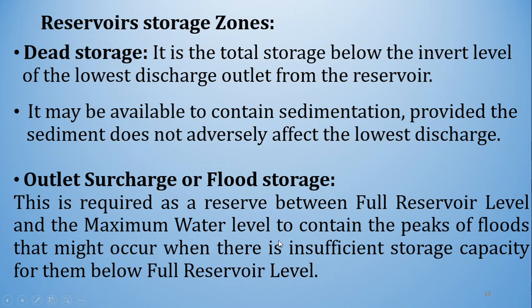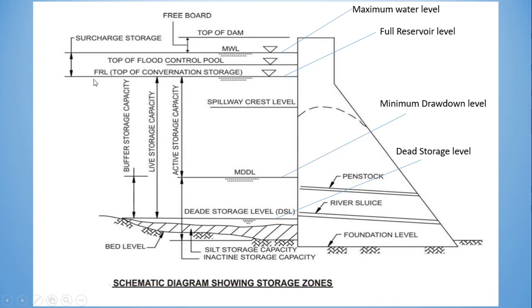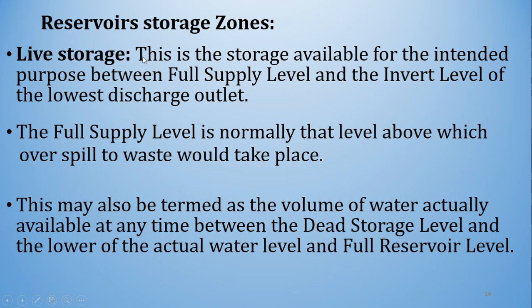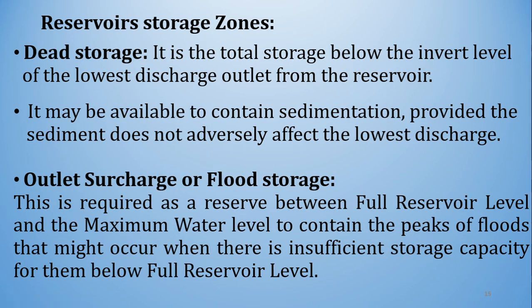Then the outlet surcharge or flood storage. This is required as a reserve between full reservoir level, that is FRL, and the maximum water level to contain the peak of floods that might occur when there is insufficient storage capacity for them below full reservoir level. So outlet surcharge or flood storage is in between FRL and maximum water level. This portion, the capacity over here, is the outlet surcharge or flood storage.